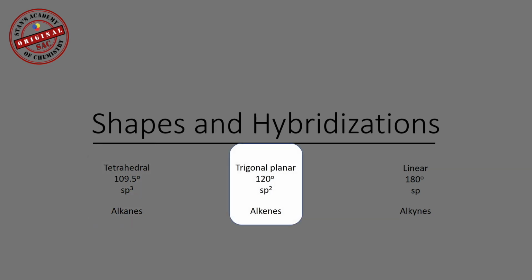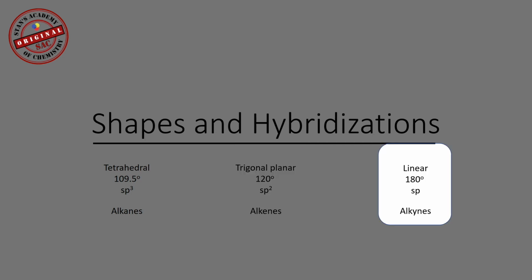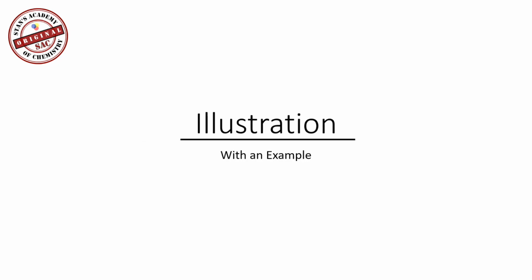If the carbon atom is attached to a double bond, then it undergoes sp2 hybridization. The shape of the carbon atom would be trigonal planar, and the bond angle would be 120 degrees. If the carbon atom is attached to a triple bond or an alkyne, then it undergoes sp hybridization. The shape is said to be linear, and the bond angle is 180 degrees. Let's look at an illustration or an example.